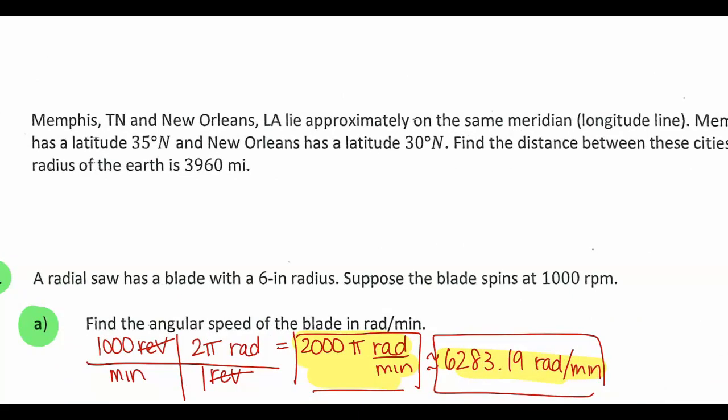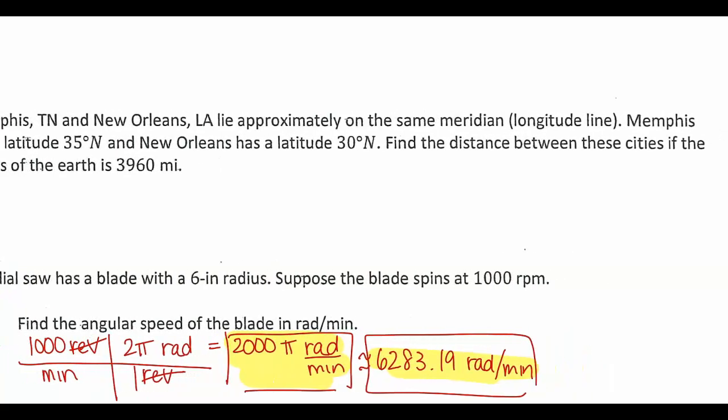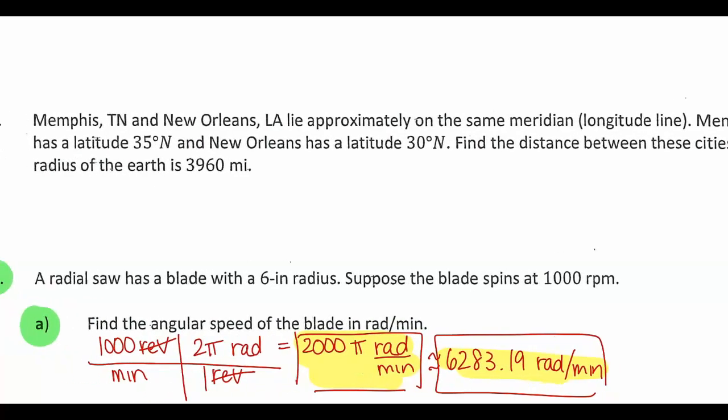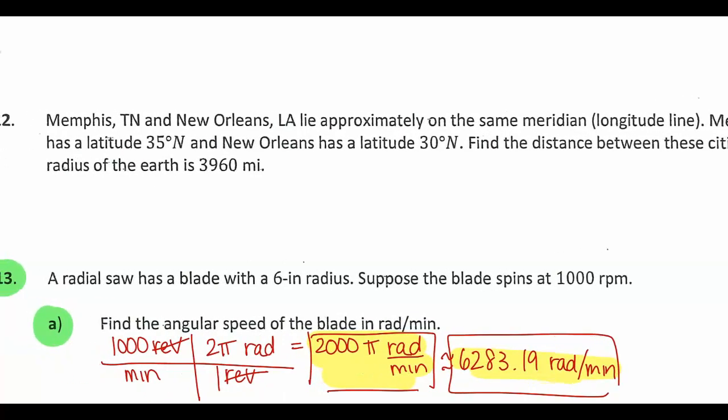Memphis, Tennessee, and New Orleans, Louisiana lie approximately on the same meridian, which is the longitude line. Memphis has a latitude of 35 degrees north, and New Orleans has a latitude of 30 degrees north. Find the distance between these cities if the radius of the Earth is 3,960 miles.